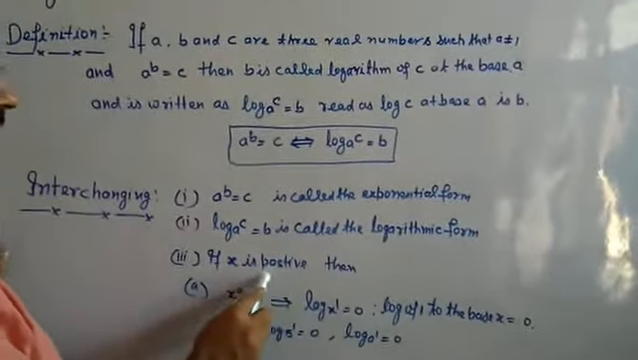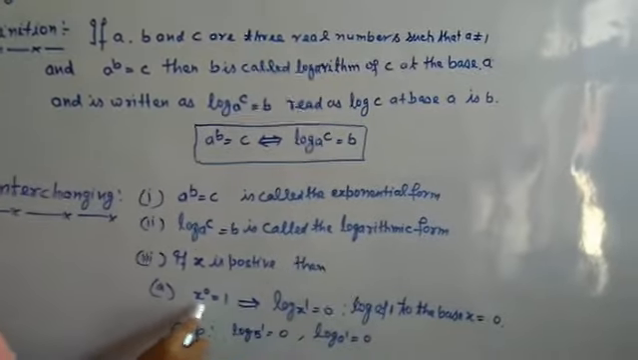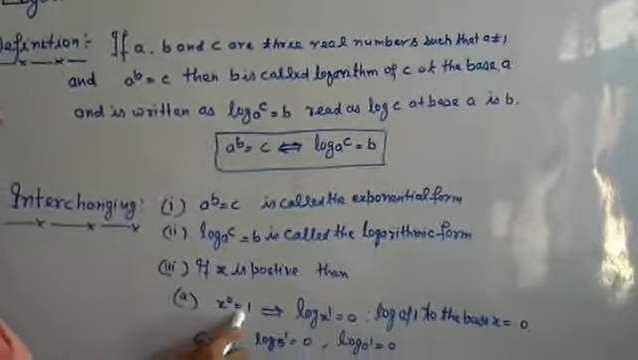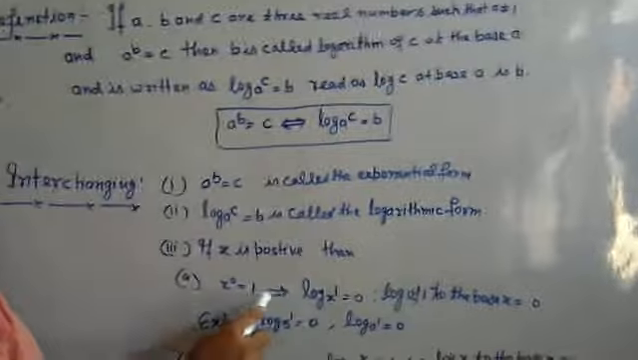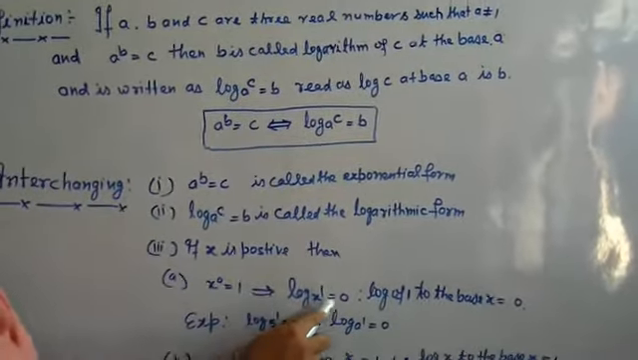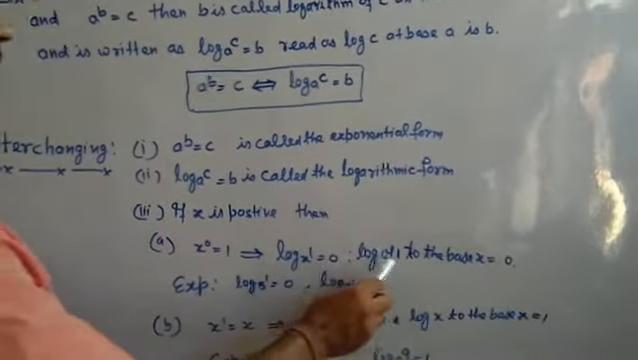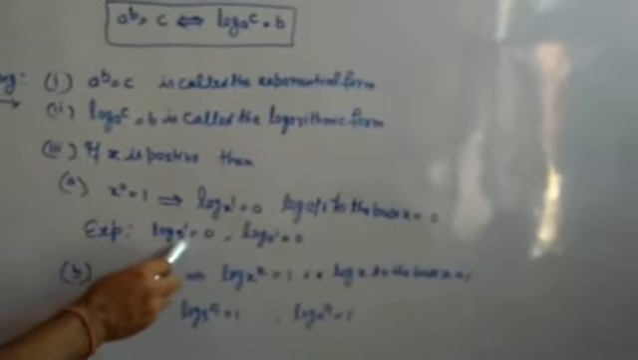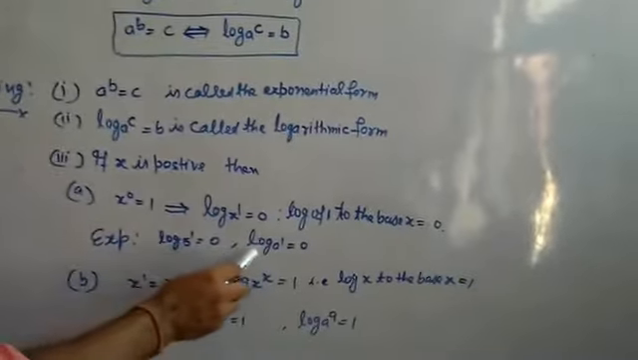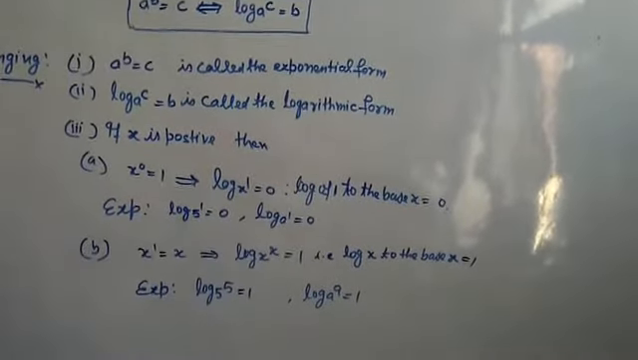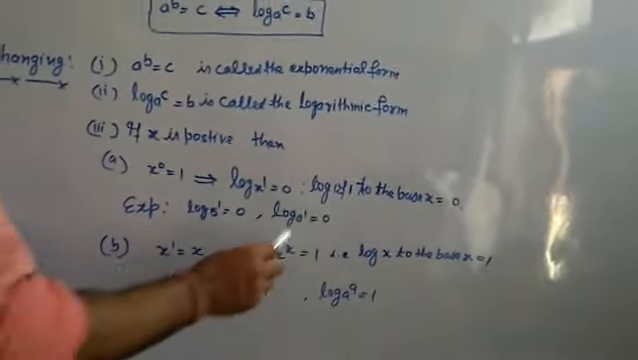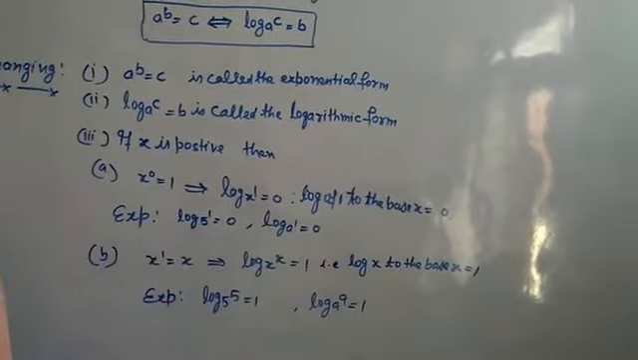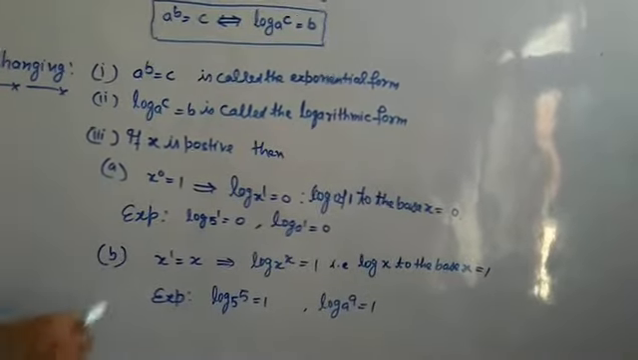If x is positive, then x power 1 equals 1 implies that log 1 at base x equals 0. Log 1 to the base x equals 0. Log 1 at base 5 equals 0. Log 1 at base a equals 0. Log 1 at any real base is always 0.